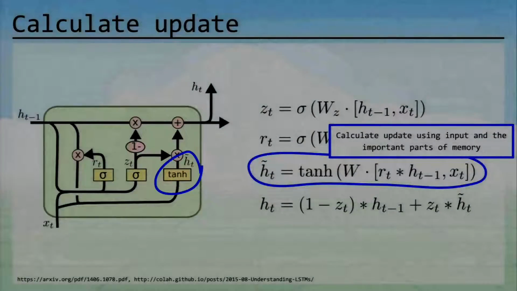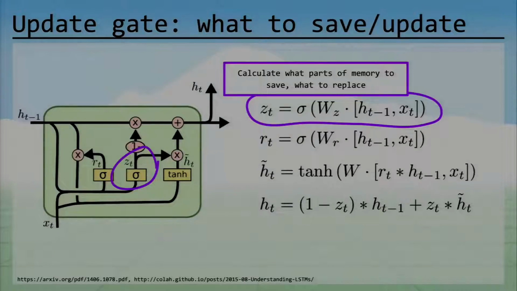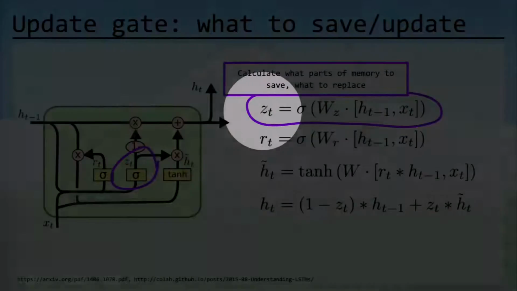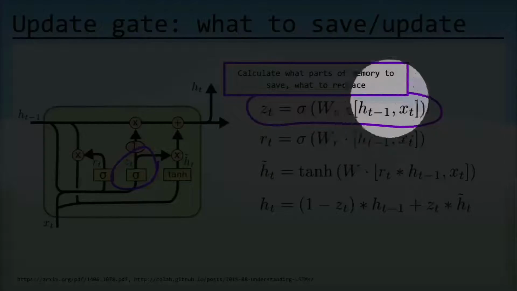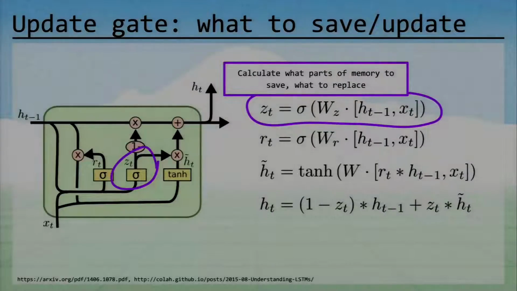But h tilde isn't actually going to be the thing that we output directly. H tilde is basically going to be some proposed changes to our memory. And now we have to figure out which of those proposed changes we want to keep and which things in the old memory we want to keep from h at time t minus 1. And so to do that, we're going to use this update gate. This update gate is basically going to calculate this value z, which, again, we're doing with this logistic function applied to a fully connected layer, or these weights multiplied by appending our input to our previous state.